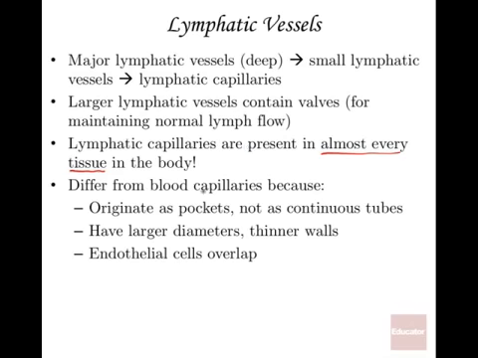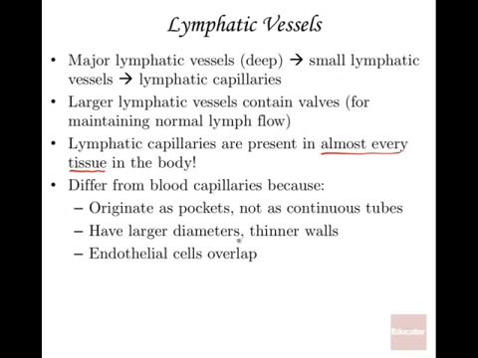But they do differ from blood capillaries because they originate as pockets, not as continuous tubes. If you think about how blood moves around the body, it is a continuous tubular network, and the origin of the red blood cells is typically bone marrow. But your lymph originates in little pockets and then drains out. So in these little pockets is where you're producing the lymph fluid, and then it's exiting out constantly and kept going in that direction thanks to the valves.